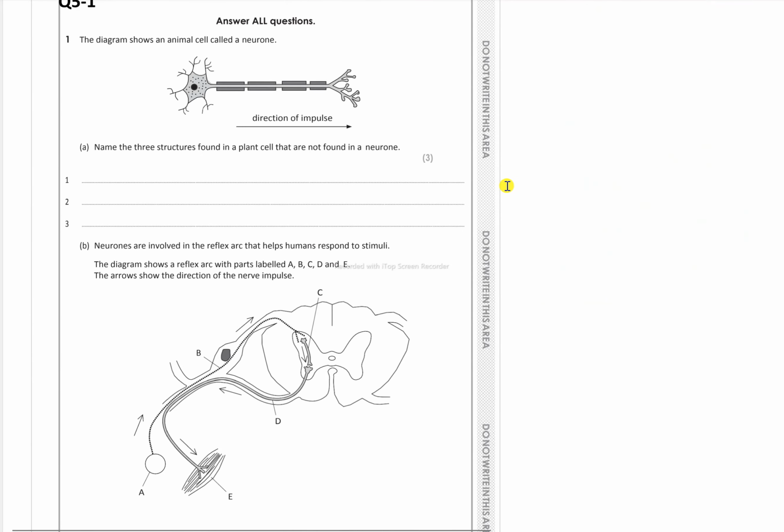Let's have a look what's next. We're looking now at an animal cell called a neuron. Remember we said there's three types. What are the three types of neuron?